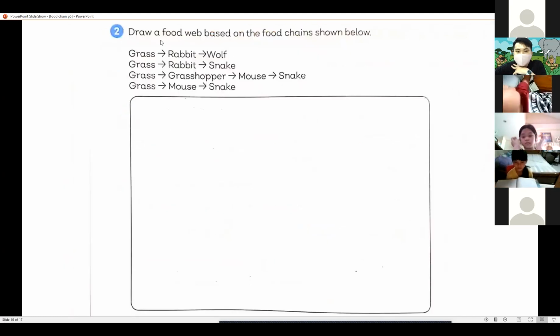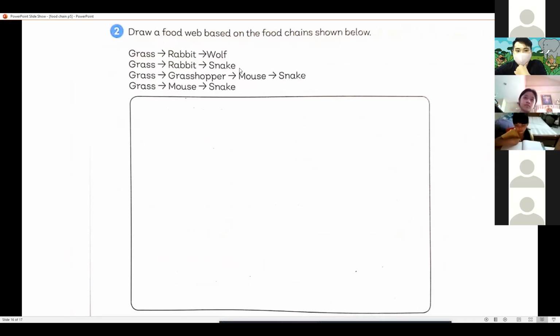Last one. Draw a food web based on the food chain shown below. So we have here the grass, the rabbit, wolf. Grass, rabbit, snake. Grass, grasshopper, mouse, snake. Grass, mouse, snake. Okay? You have to draw your picture. Draw a picture or draw pictures of them. Can you draw? Yes or no? No.